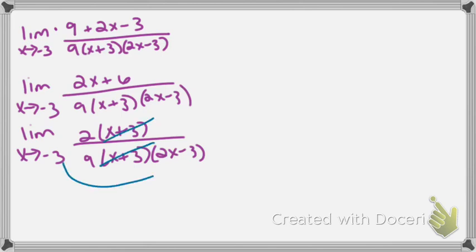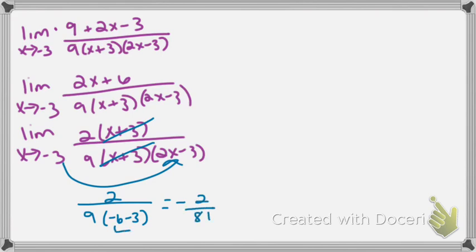I'm going to try my limit again by subbing in negative 3. So 2 over 9. 2 times negative 3 is negative 6 minus 3. So that's going to be negative 2 over 81, because this one is a negative 9 here. Now, what's that number again? That's the slope of the tangent line. That's my slope. And that's part of what they asked for, but they also want the whole equation.